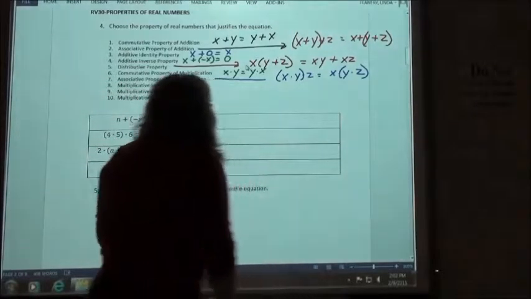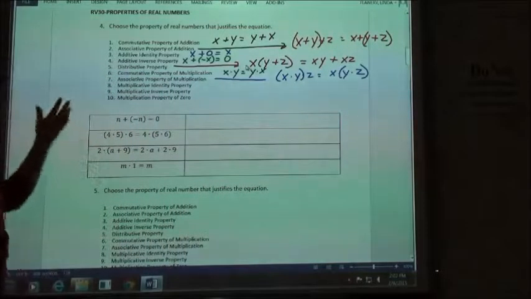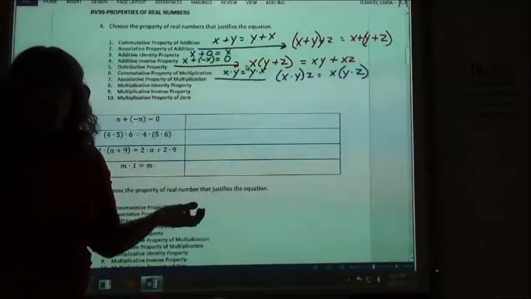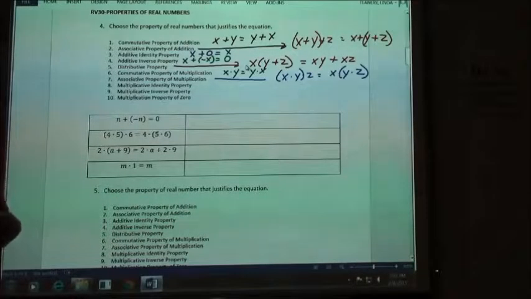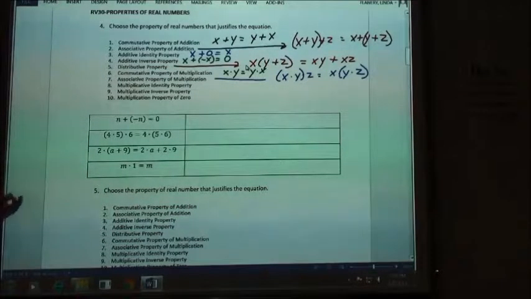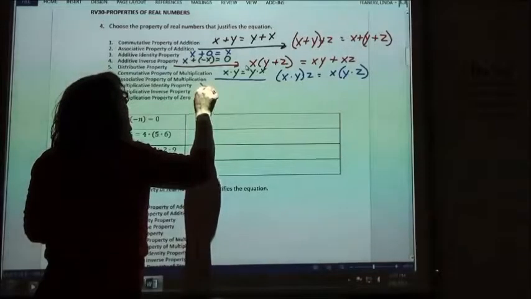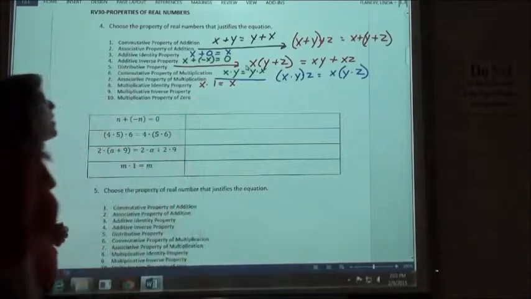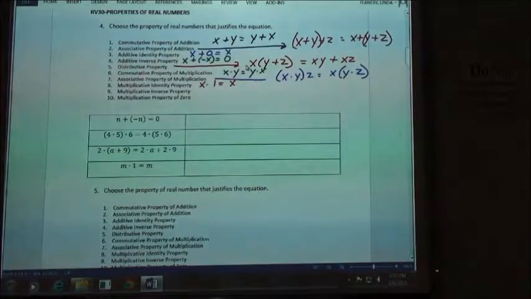Multiplicative identity. We said with the identity property, what you start with is what you want to end with. What number do I multiply times 3 to still get 3? Well, with multiplication, we're going to multiply something times 1. So they're going to say x times 1 equals x. If I multiply by 1, it's not going to change its value.